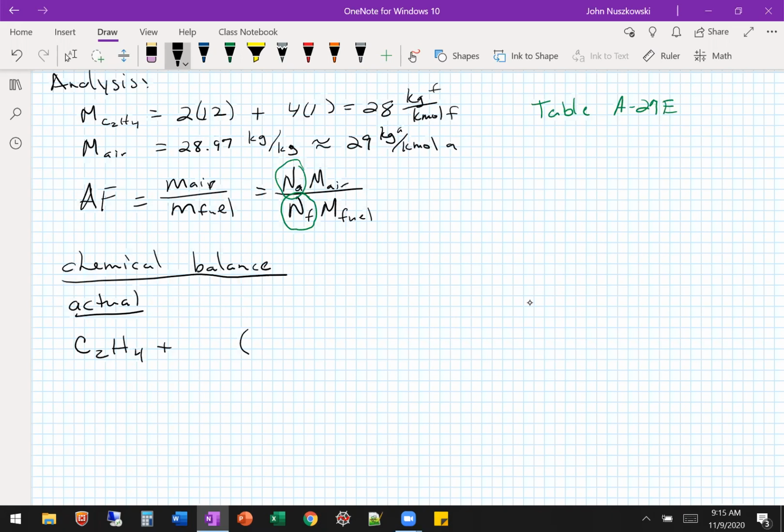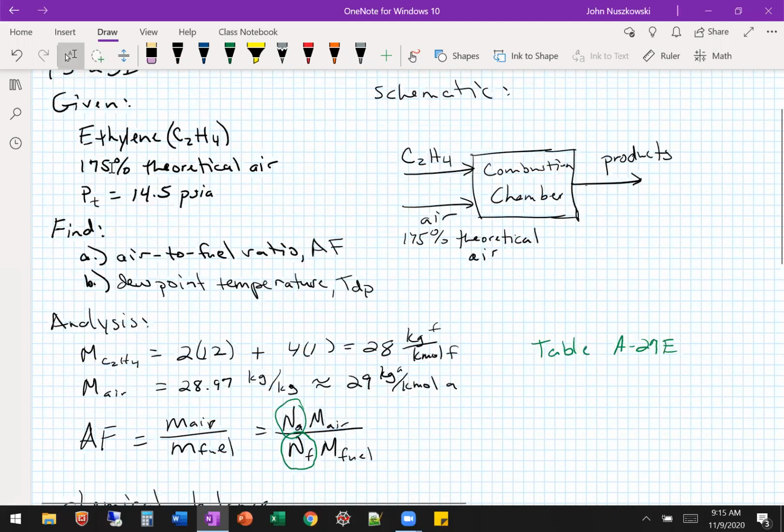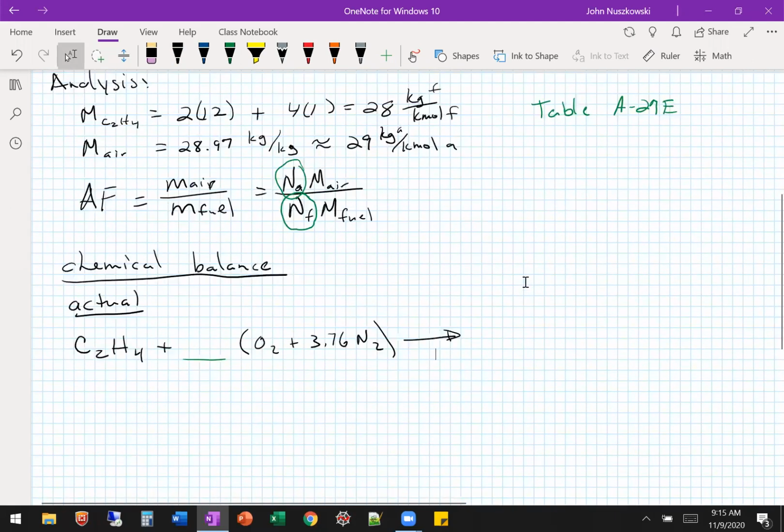We have something here to put in, okay? And then we have O2 plus our 3.76 N2. So there's the 1 here plus 3.76, so there's 4.76 kilomoles of air right now. All right, and then that goes into our products, and we have extra air here.